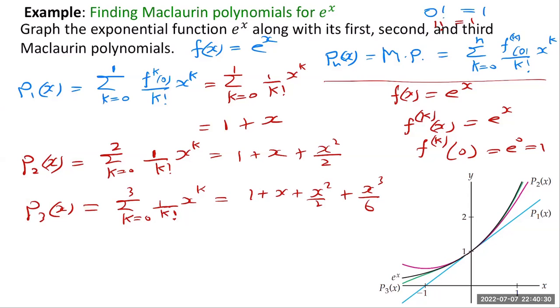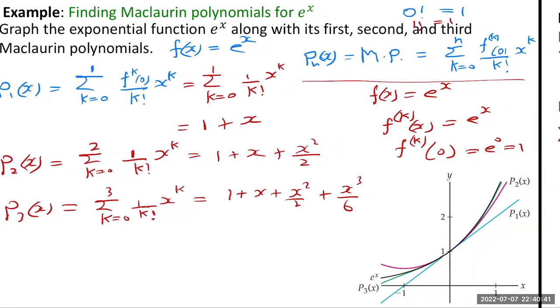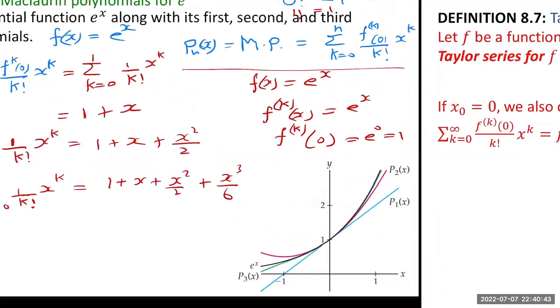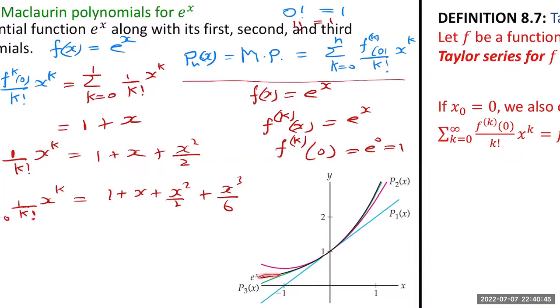Now I'm going to graph these three Maclaurin polynomials along with the original function f of x. You will see something interesting happening here. If you look at these graphs, in black is the actual graph of e to the power x, and this is the graph of P1(x), in purple is the graph of P2(x), and in green is the graph of P3(x).